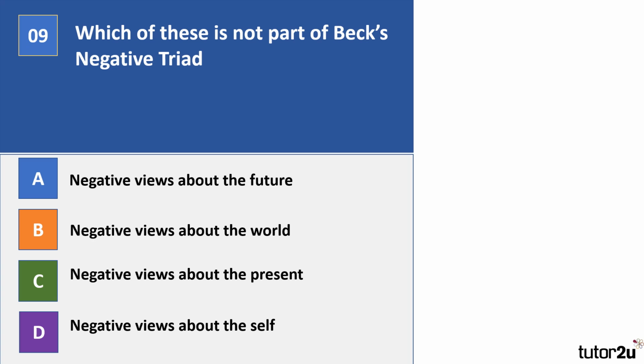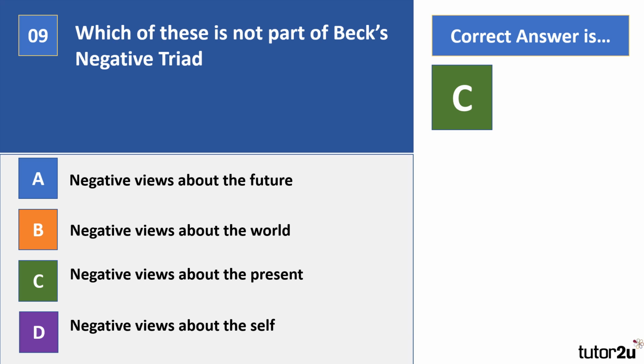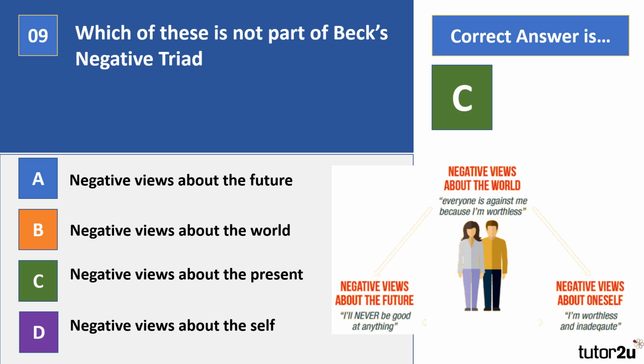Question 9. Which of these is not part of Beck's negative triad? So you've got negative views about the future, negative views about the world, negative views about the present, negative views about the self. So pause the video. Okay, so your correct answer here is C, negative views about the present.